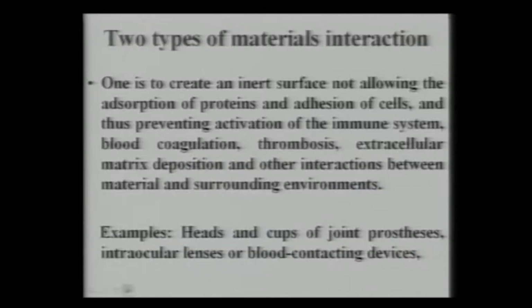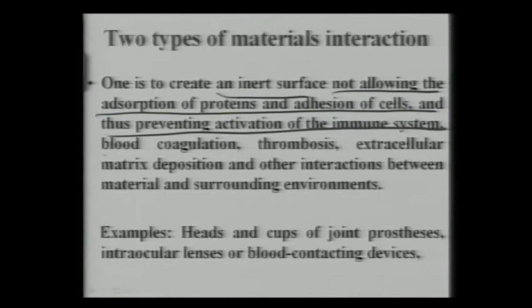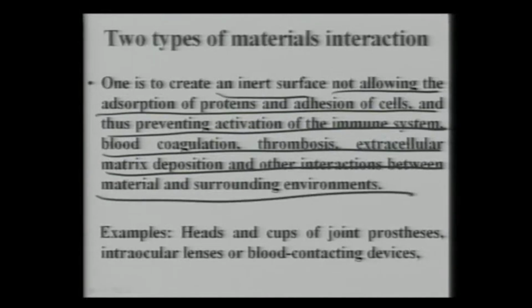Now if I can describe this, then you will understand it much better. There are two types of materials interaction. One is to create an inert surface and not allow the absorption of proteins and adhesion of cells, and thus prevent activation of the immune system, blood coagulation, thrombosis, extracellular matrix deposition, and other interaction of the materials and the surrounding environment. So what I described, what happens from t equal to 0 to t equal to 3 weeks, the entire process is not facilitated by the material.